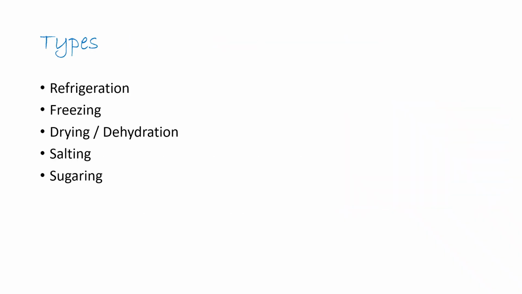And these are the main types: refrigeration, that means preservation under refrigeration condition, and freezing, the preservation under frozen state, and drying, dehydration, that means removal of water, and salting, adding salt as a food preservative, and sugaring means adding sugar as a food preservative. And these are the types we are going to learn in this class.